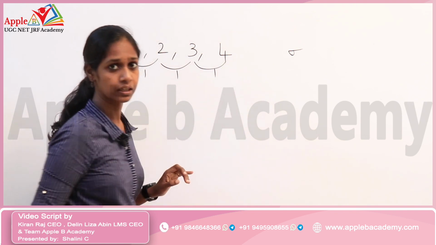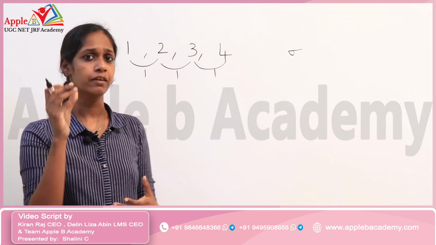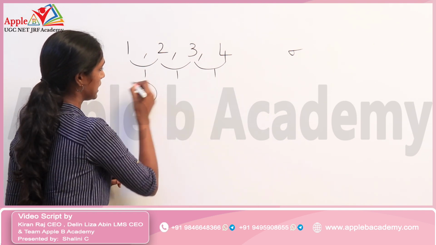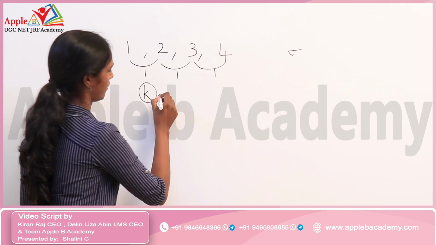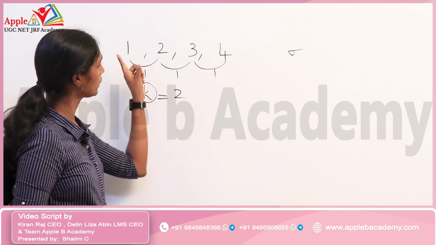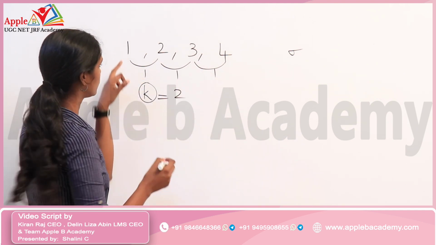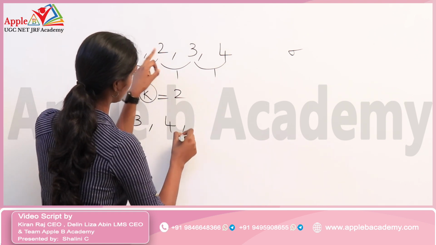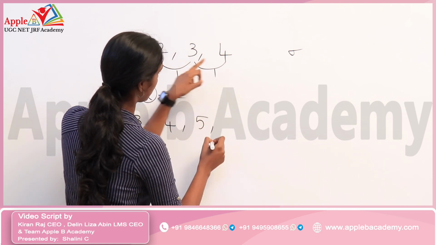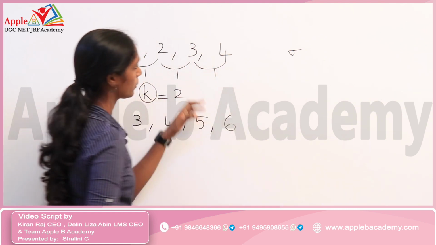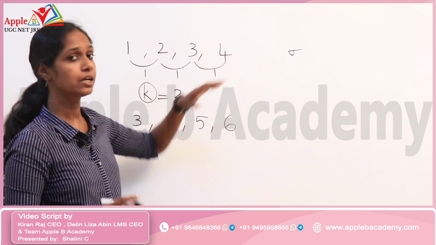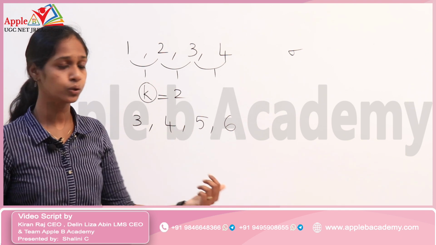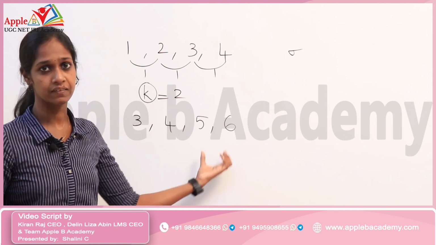The difference between consecutive items is 1. Now, the question asks that if to each individual item we are adding a constant term k, say for example k is equal to 2. So 1 plus 2 is 3, 2 plus 2 is 4, 3 plus 2 is 5 and 4 plus 2 is 6. So, we had an initial series, and to each individual item we added a constant term k, which in this case is equal to 2. So, we get 3, 4, 5 and 6.